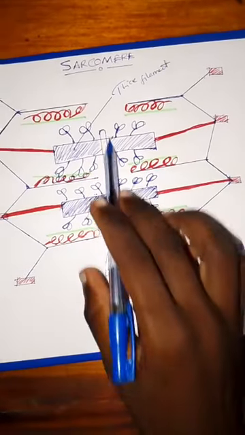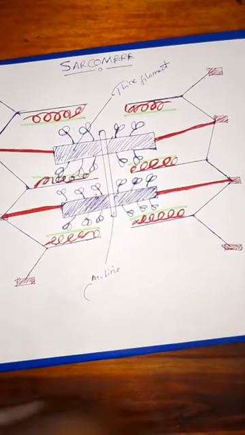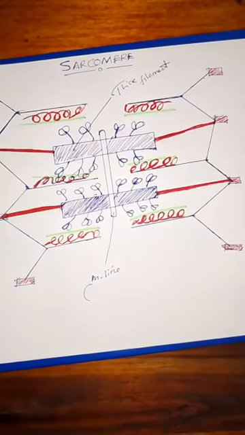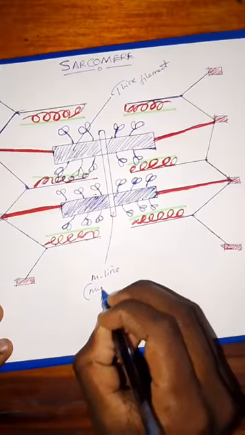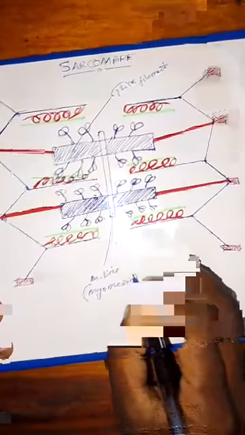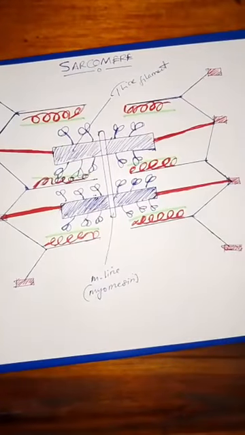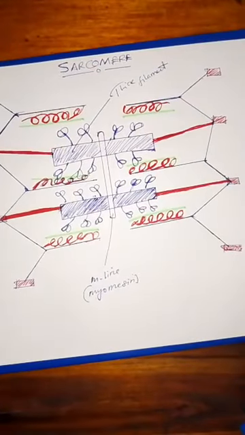So the protein which makes up this vertical line you're seeing here, which is the M line, is what? It's the myomesin. Okay, so the protein is called the myomesin.